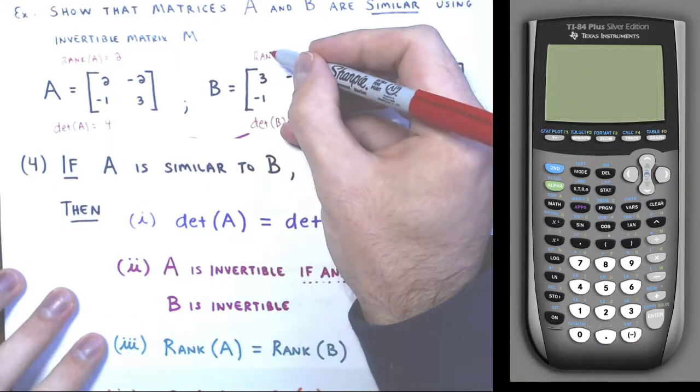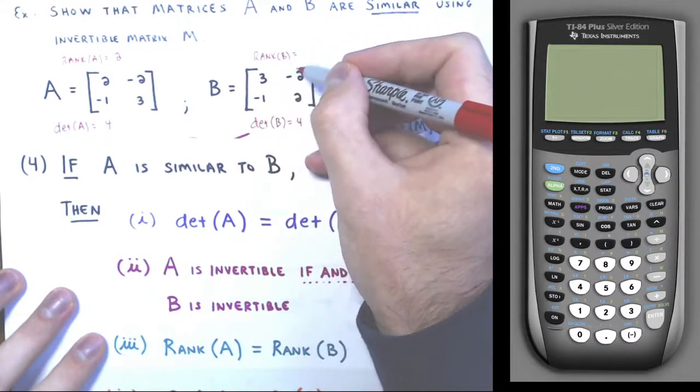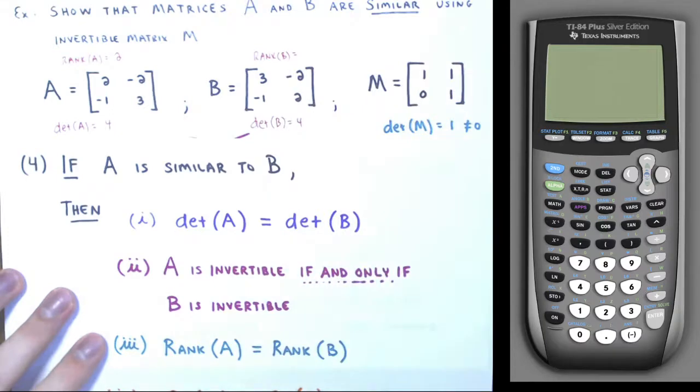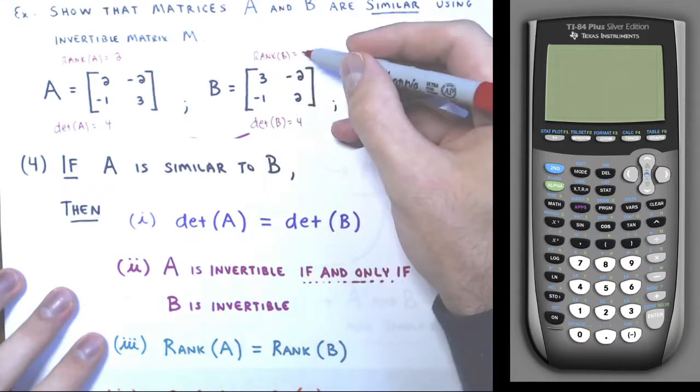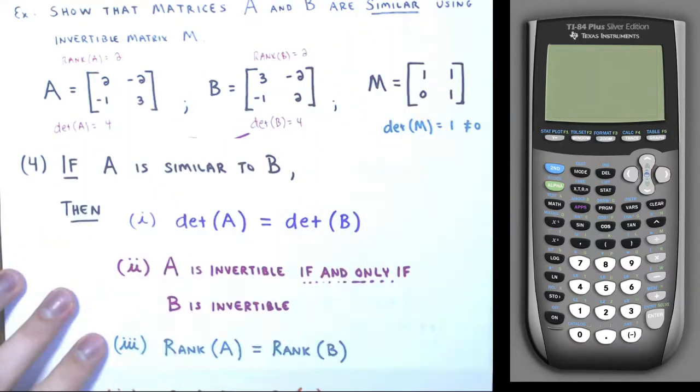The rank of B, right? Each of these columns, again, are not scalar multiples. These columns are linearly independent, so the rank is 2 again. They have the same rank. They would both have the same nullity of 0. Remember, the rank plus nullity equals the number of columns.